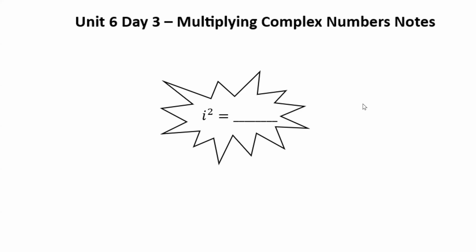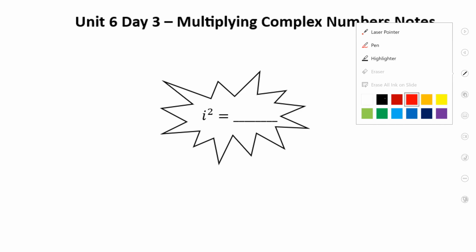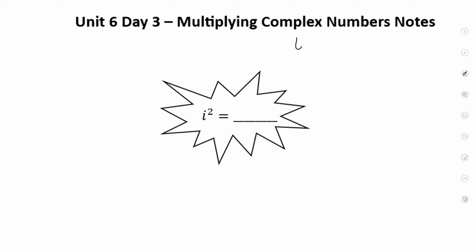Okay, so we're going to be multiplying complex numbers today. And we need to remember that when I say complex, I mean the letter i for imaginary. One thing that we have to know today is that i squared equals -1. That is what we have to remember for today. Okay, so let's go ahead and do an example with this fact.